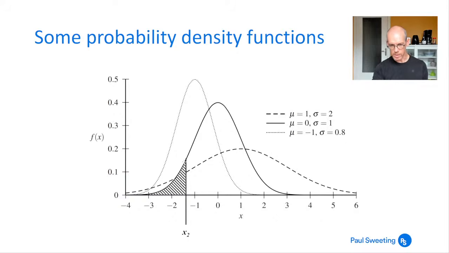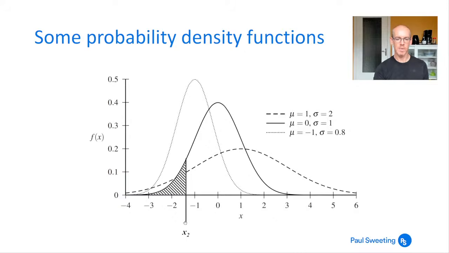Something else I should mention is that for any probability density function, the area underneath the curve is always 1. A probability of 0 is impossible, a probability of 1 is certain. That means that if something's going to happen, it's got to lie underneath that curve. So the area underneath each of these curves is 1.